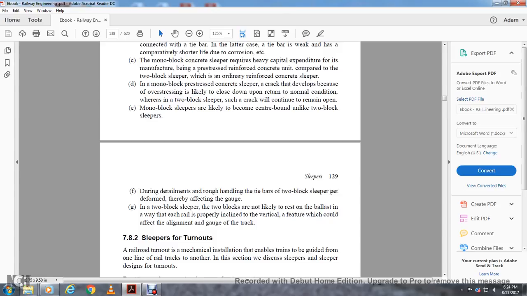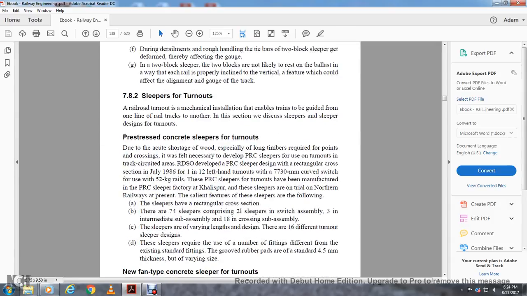Sleepers on the turnout. The turnout is a mechanical installation enabling the train to be guided from one line of rail tracks to another. In this section, we discuss the sleepers and the design of the turnouts.